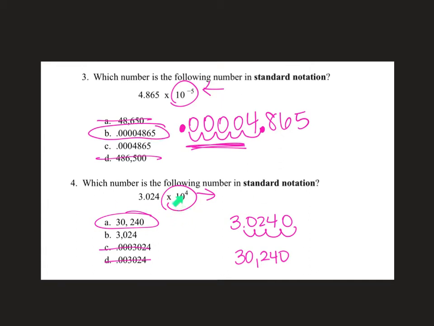On number 4, you have a positive exponent, so obviously the number is going to get larger. So C and D are out. Then this means you're going to move to the right 4 spaces. So from the decimal we go 1, 2, 3, 4, and that gives us the answer 30,240. So your answer choice is A.